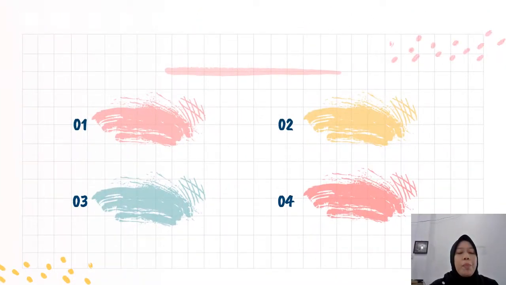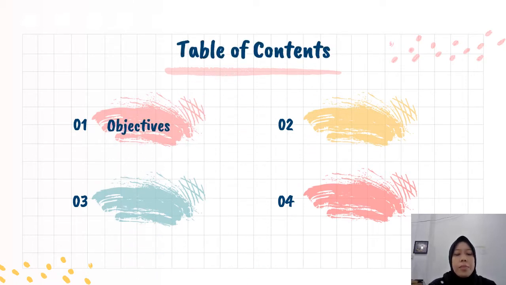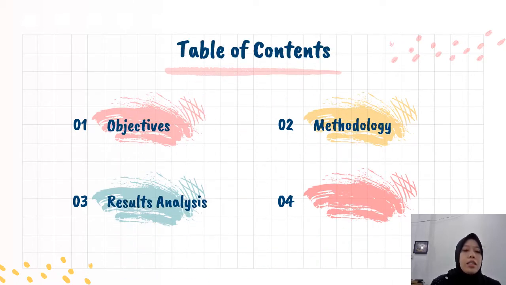The outline of this PPT are: the first is objective, the second is methodology, and then the third is result analysis, and the fourth conclusion.